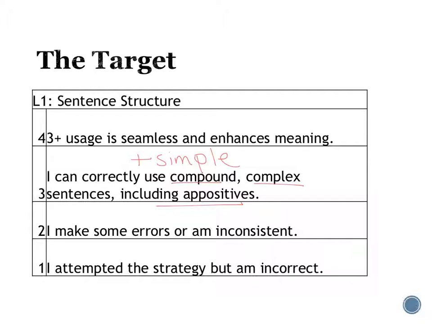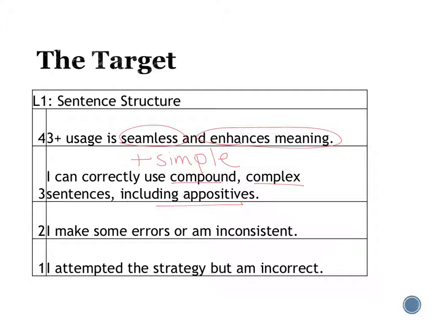At the 3 level, your usage is seamless and it enhances meaning. In other words, you're using your simple sentences to really make one single important point clear. You're using your compound and your complex sentences, which will be longer, to add in detail where detail is most needed. But use it consciously.